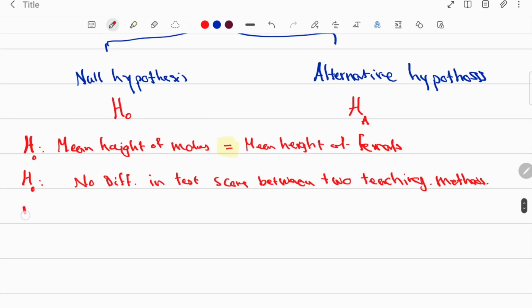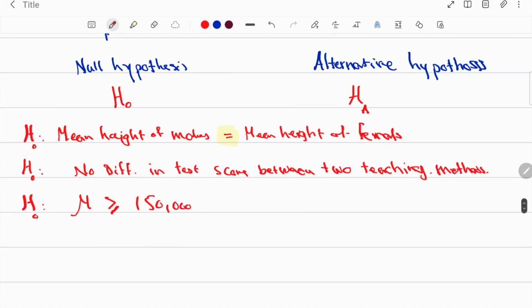Or it can be, let's say, the mean income of the doctors is less than or equal. Actually, let's do this. It's greater than or equal to a certain number. Let's say $150,000. This is maybe the status quo. The opposite is going to be what? The opposite is going to be the alternative hypothesis. The alternative hypothesis is going to be what?